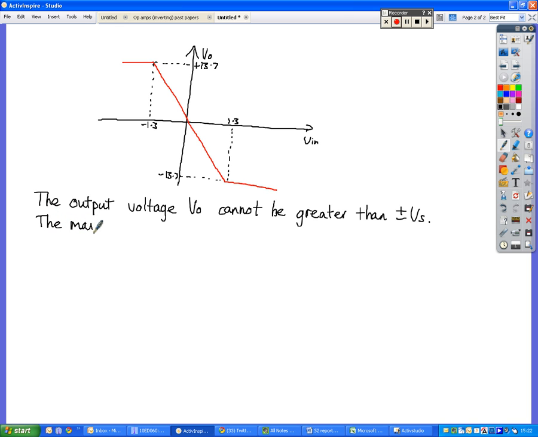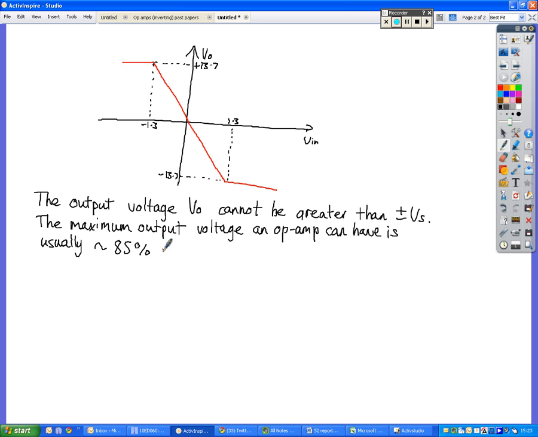The maximum output voltage, sorry, that an op-amp can have is usually approximately 80%, 85% of Vs.